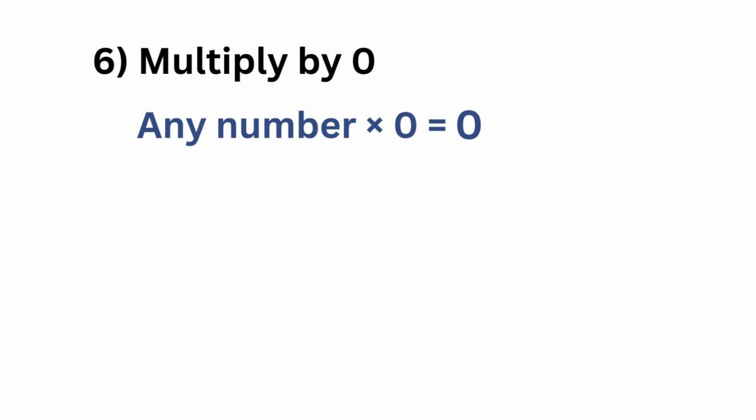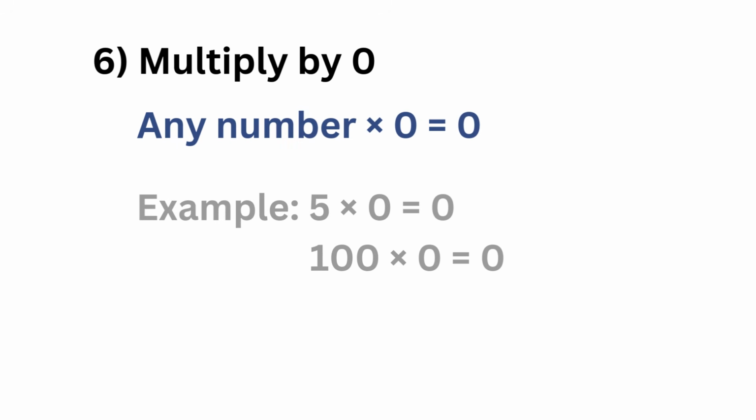Multiply by 0. Any number multiplied by 0 equals 0. Examples: 5 multiplied by 0 equals 0. 100 multiplied by 0 equals 0.